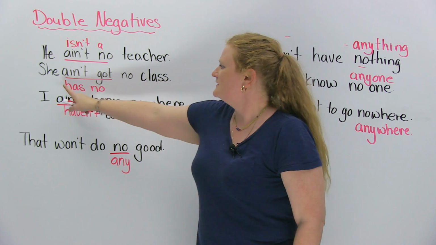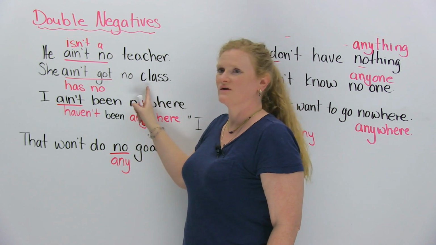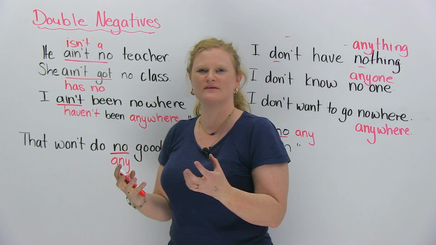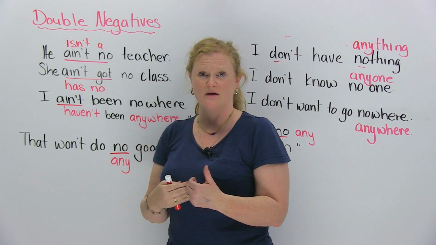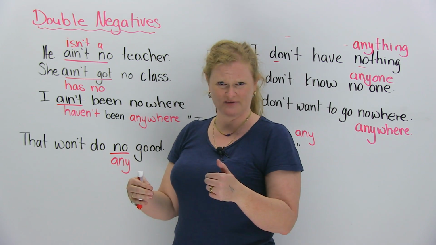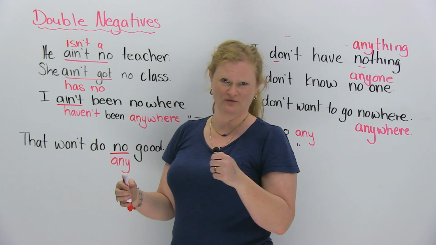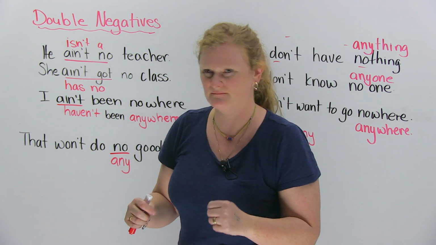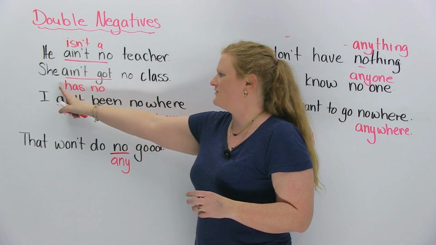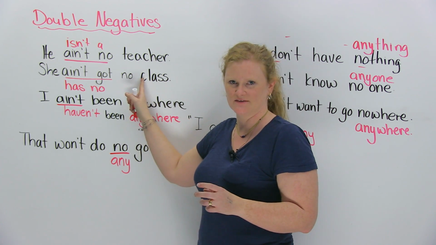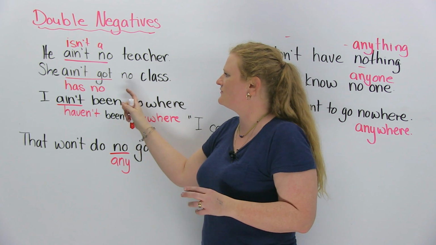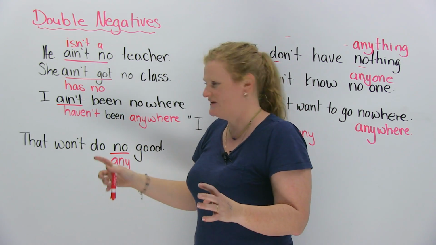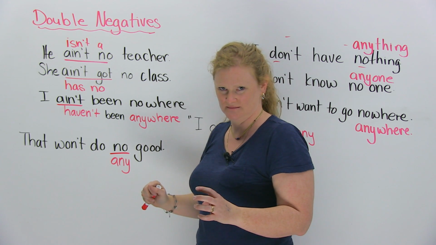Next one. She ain't got no class. Which is true. Now, class means refinement or the way you were brought up. So, if you ain't got no class, your mama didn't raise you right. This means that you were not educated well. We have to say she has no class. Okay? So, the difference is that we can't use ain't. We have to use has no.